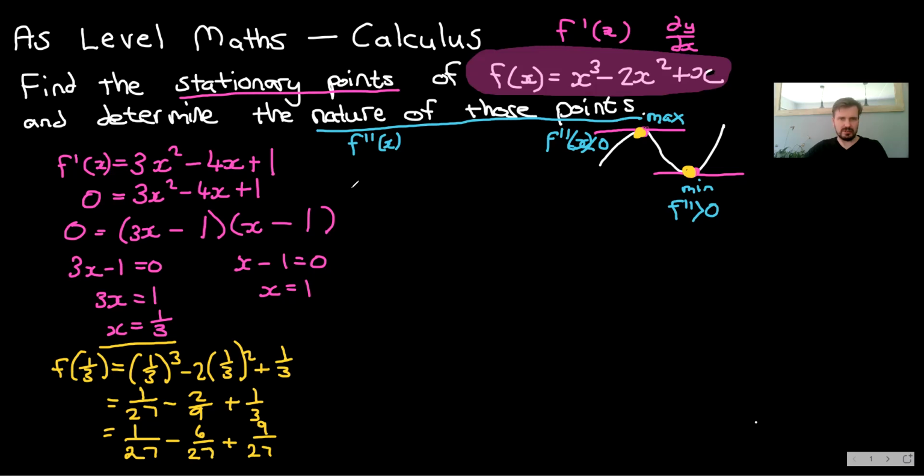So our one x value is a third. And so one of our stationary points is a third and 4 over 27. Liam, did you get that? Yeah. Okay. Now, let's do the other one in green.